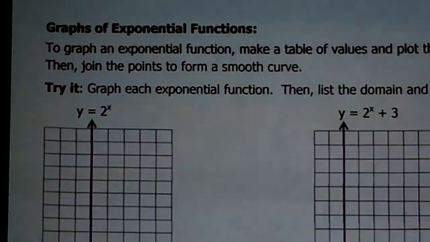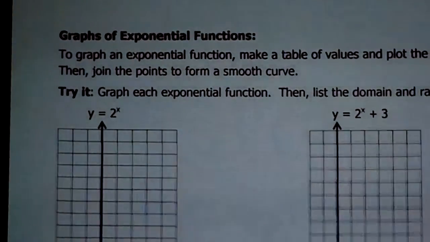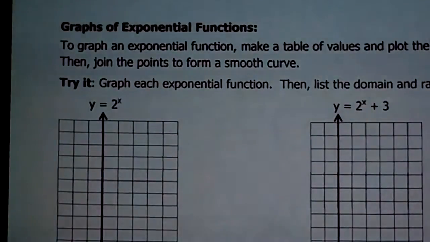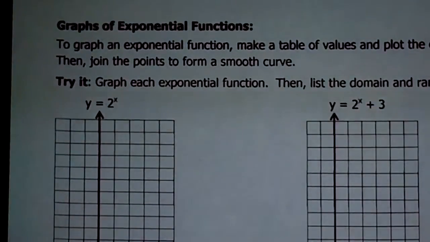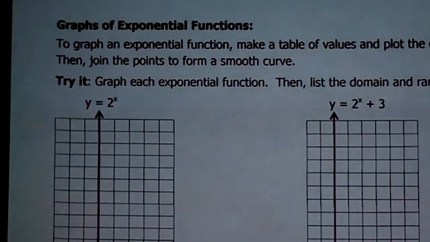I know that you have seen these. We did a little calculator lab with all of this. Hopefully I didn't run out of time, and we still did the lab because it's a really good one. And you've seen that the graphs of exponential functions are kind of curvy. To graph an exponential function, all you need to do is make a table of values and plot the ordered pairs. Then you're going to join them to form a smooth curve. So you don't need a ruler for these ones, but your calculator will prove to be helpful.